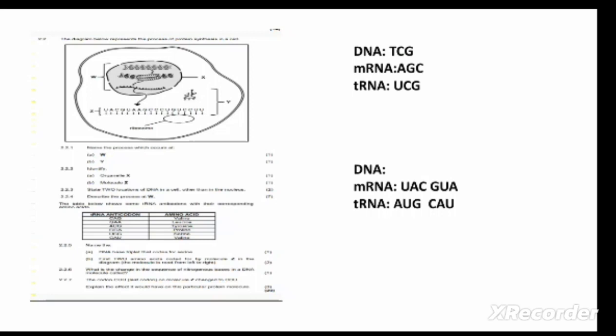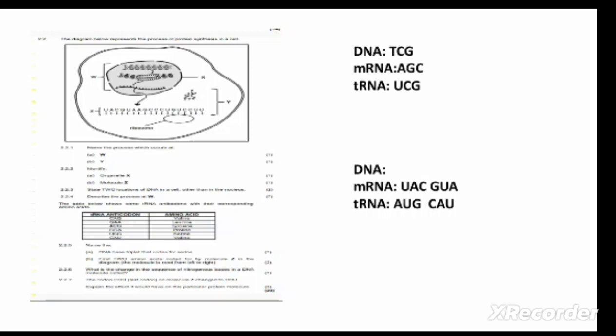Another question says, state two locations of DNA in a cell other than in the nucleus. It is found in the chloroplast in a plant cell, and in the mitochondrion also. So let's look at the next question. It says, describe the process at W. The process at W, that is transcription.